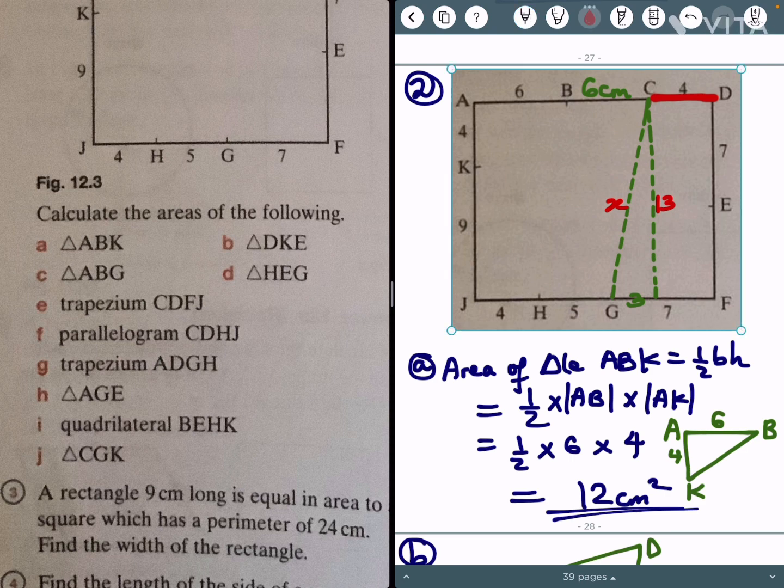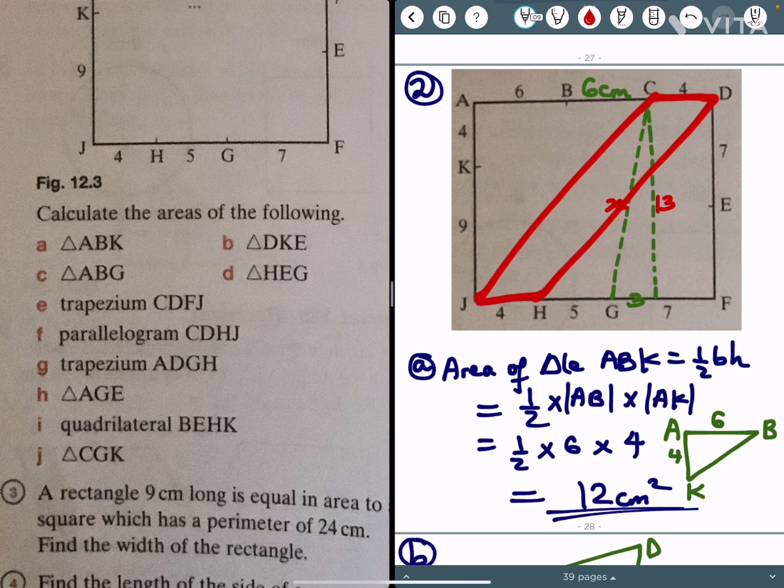CDHJ. So this was my trapezium. This is my parallelogram. As you can see, opposite sides are 4 and 4 here. So these sides too will be the same, although we don't know their length. Let me mark that in yellow. Y, 4, 4.